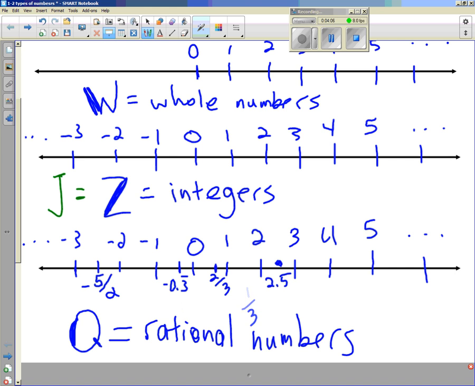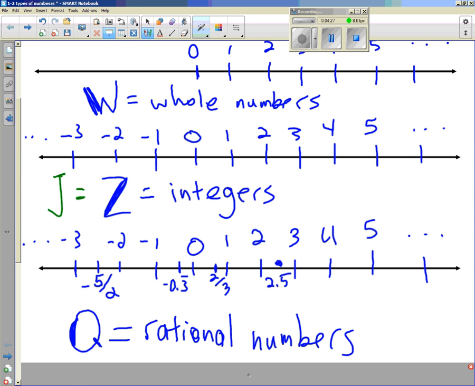So rational numbers, which is Q for quotient, by the way. Quotient is a division problem, so rational numbers have to do with division. So that's why we use Q for quotient. Okay? But they're all the integers plus the fractiony ones in between.